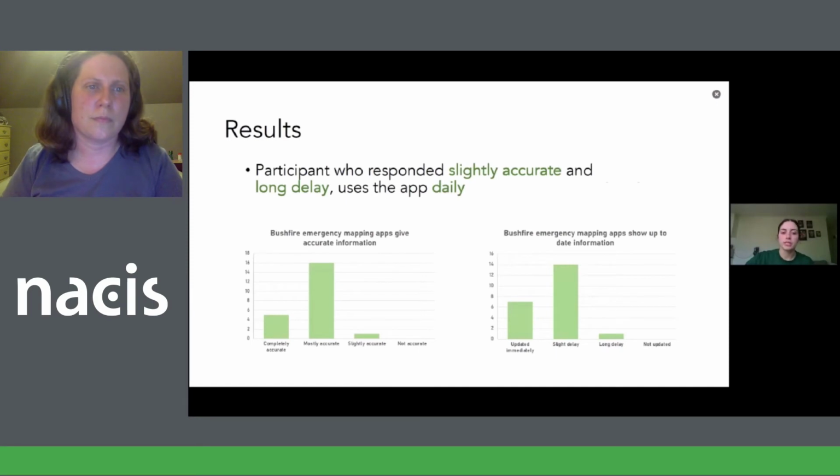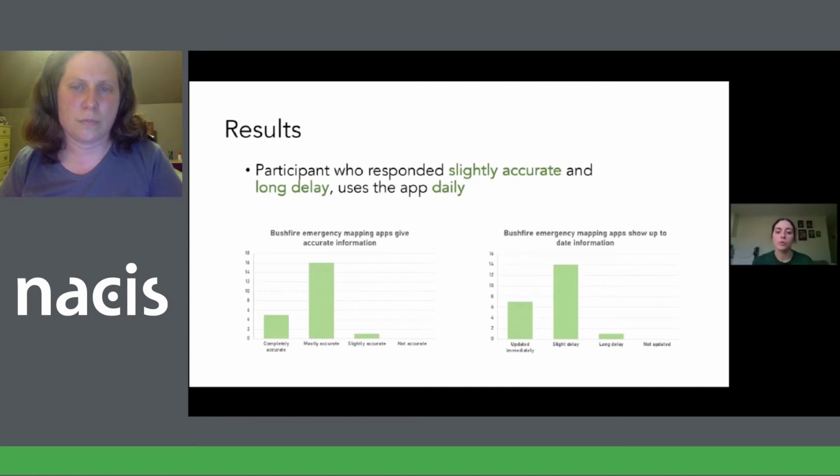In terms of participants' impressions of bushfire mapping apps, most participants believed that bushfire emergency mapping apps give mostly accurate information. Similarly, most believed these apps only have a slight delay when showing up-to-date information. One thing I found interesting was that the only participant to answer both slightly accurate and a long delay was also the only participant to use the app daily. So it makes us question if they've got more experience with the app, do they have a different view on the app than other participants may have?